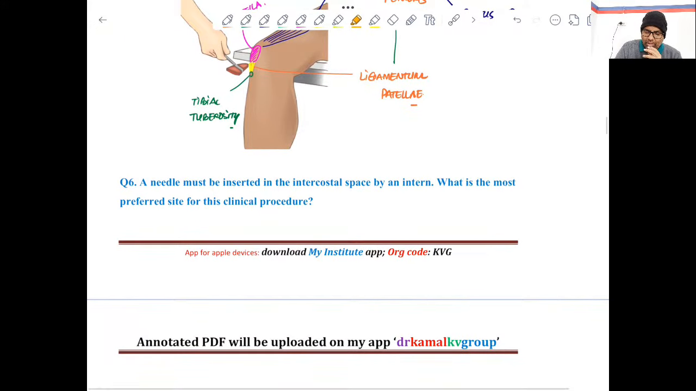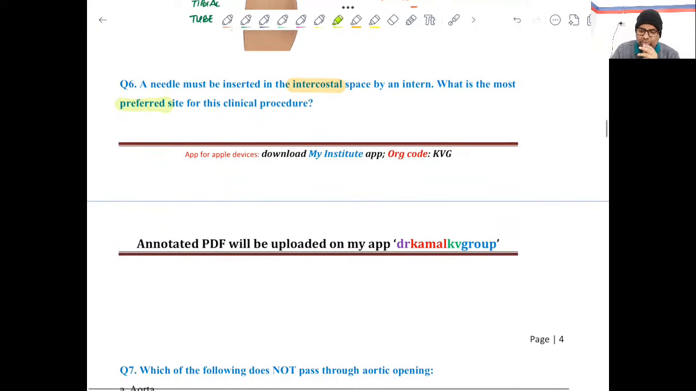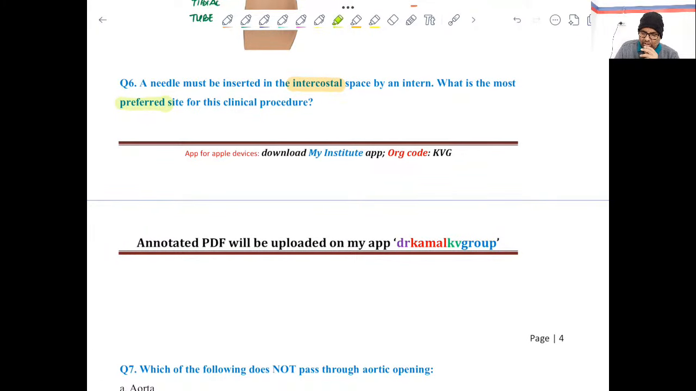Moving forward, a needle must be inserted into the intercostal space. Now what is the preferred site? For this you need to understand the anatomy. See, this is the upper rib and this is the lower rib. Now we have to do thoracocentesis and we have to pass the needle.